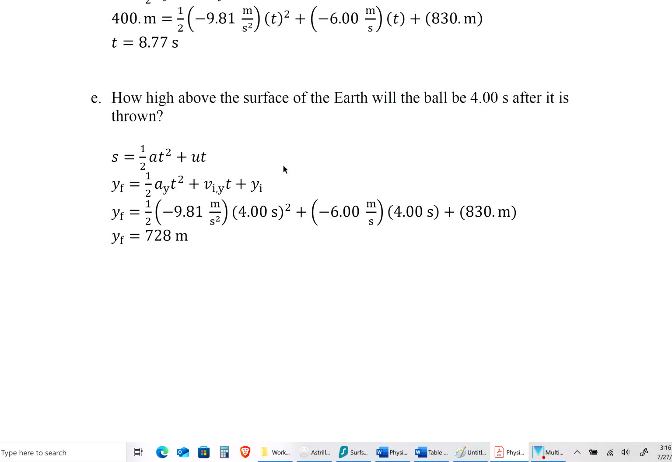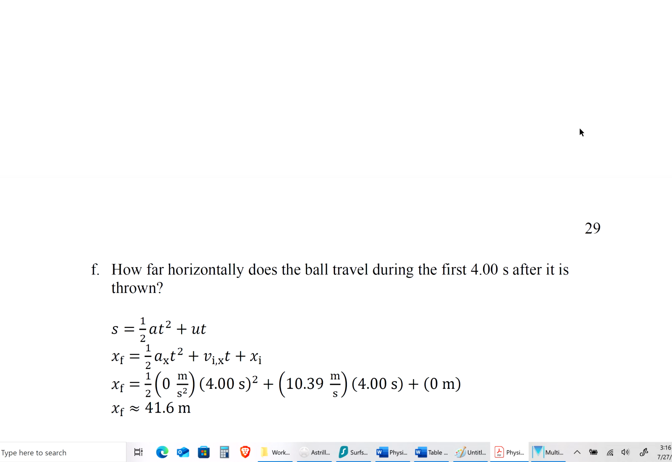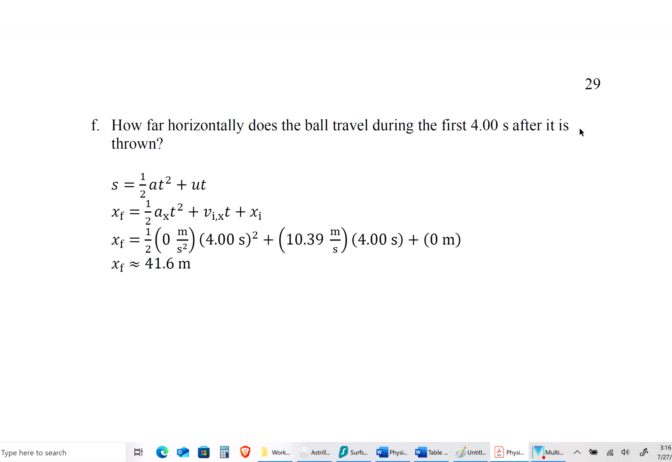Part E, how high above the surface of the earth will the ball be 4 seconds after it is thrown? So those are vertical equations and a vertical variable. Part F, how far horizontally does the ball travel during the first 4 seconds after it is thrown? And it says horizontally, so that's a horizontal equation and horizontal variables.